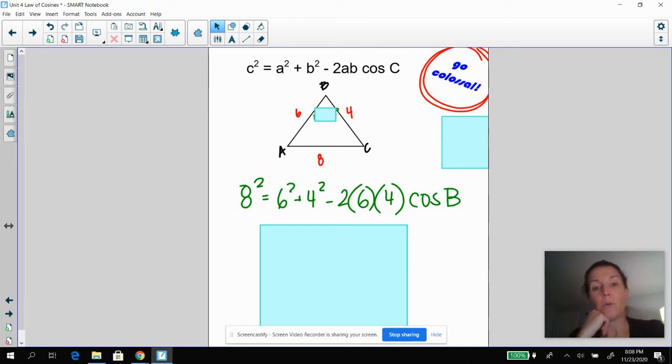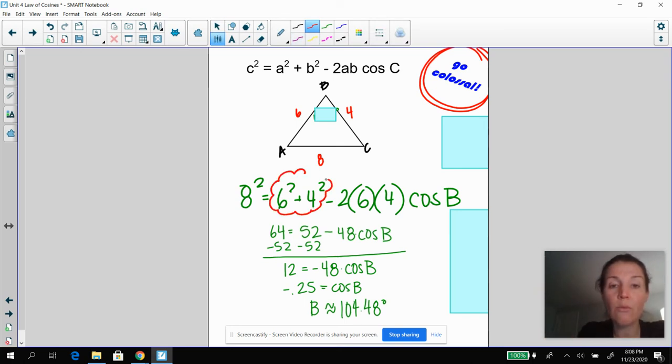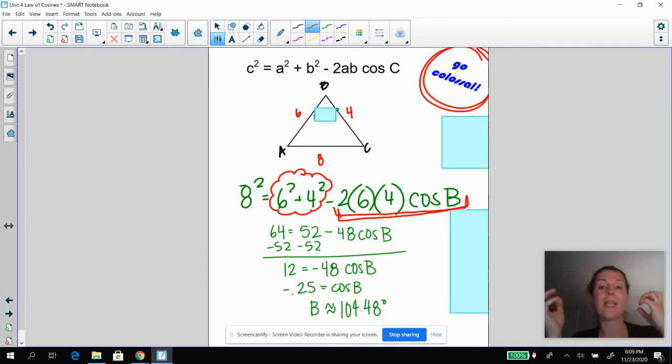8 squared equals 6 squared plus 4 squared minus 2 times 6 times 4 times the cosine of B. Now this is messy, so I'm going to show you exactly the steps that I walked through. Here I subtracted 52 from both sides. I got 52 because I did 6 squared plus 4 squared. And then remember, because of PEMDAS, all this stuff has to stay together. The worst thing you can do is get 52 and then do minus 2 times 6 times 4, and then keep all that together and multiply that times cosine of B. That's the worst thing you can do ever. So you don't want to do that. So then we subtract 52, and you get 48 times the cosine of B.